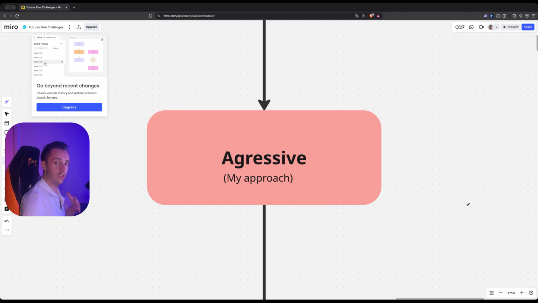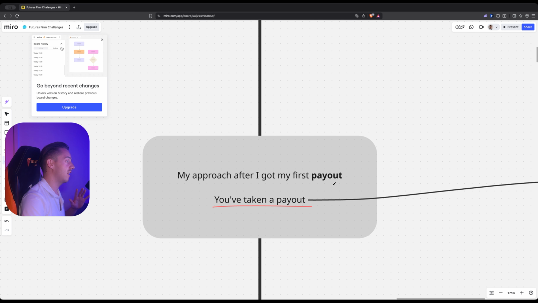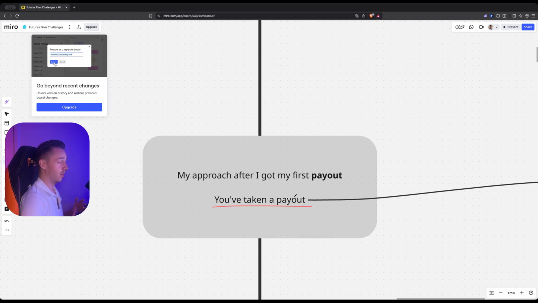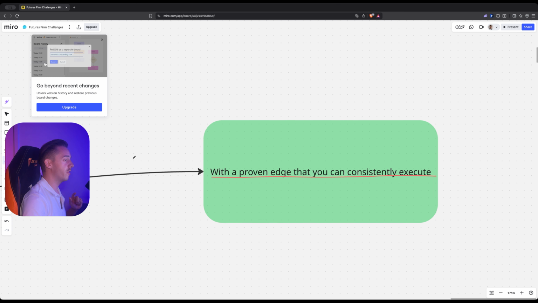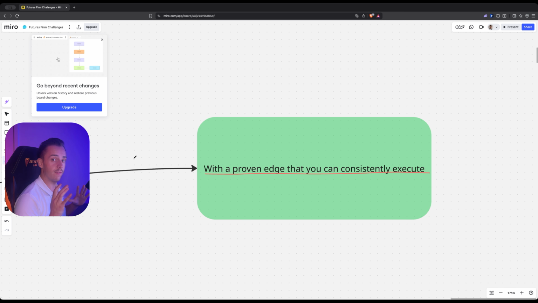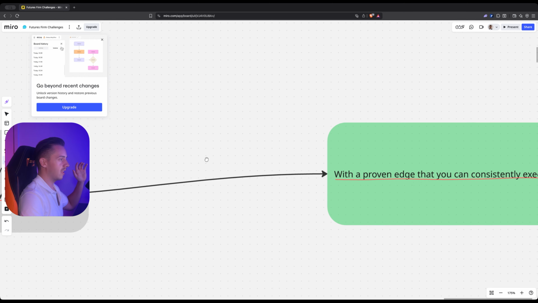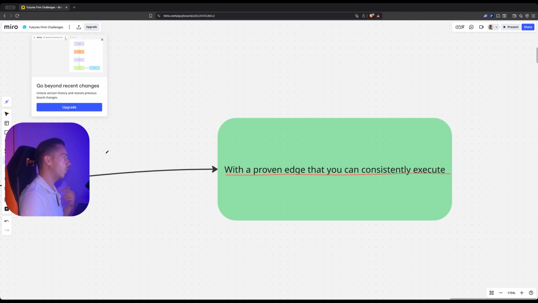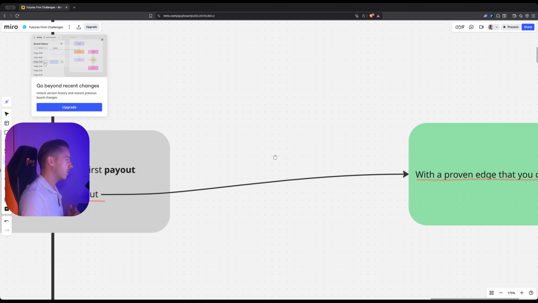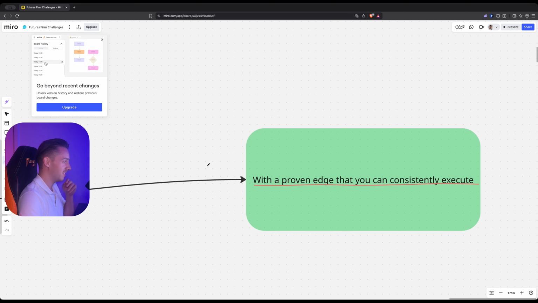Now, for my approach, and this is what I consider aggressive, there's just one requirement, and that requirement is that you've taken a payout. This is the approach that I took after I got my first payout, but there's a caveat to this: you cannot be getting your payout with a little bit of luck, and then you think you're there, you're consistent, and you can do this, and you just start going with this approach because you just want to scale, right? You need a proven edge that you can consistently execute every day with minimal mistakes. All right, so this is very important. If you don't have this, don't even bother trading challenges, in my opinion.